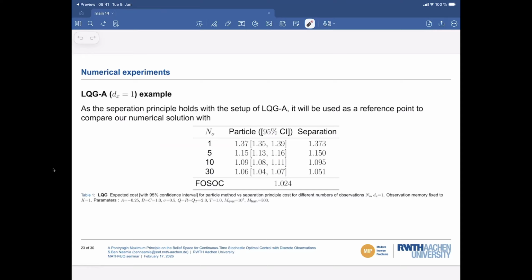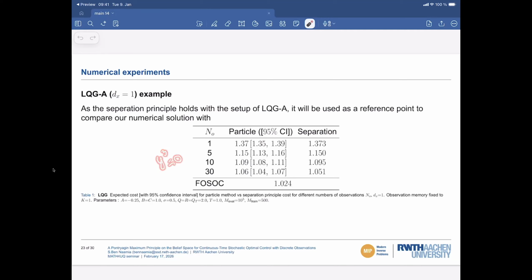Yeah, so again, the linear quadratic case and the first variation can be compared to the separation principle. And yes, we do compare it for different values of the number of observations. As you see, the particle method is really, really close to the value given by the separation principle, even though in the particle method, here for example, you have 30 observations, but we still only look at one observation.